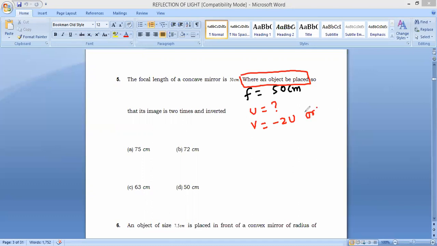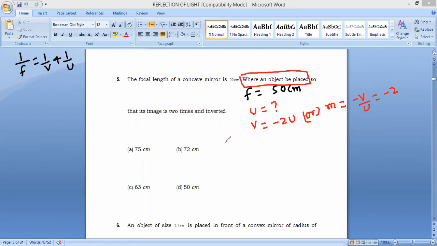I know that magnification means minus v by u, that is minus 2. I know magnification and focal length, I need to find u. So by using the mirror formula, 1 by f equal to 1 by v plus 1 by u, instead of v, I will write minus 2u. I can find the u. That is one method.